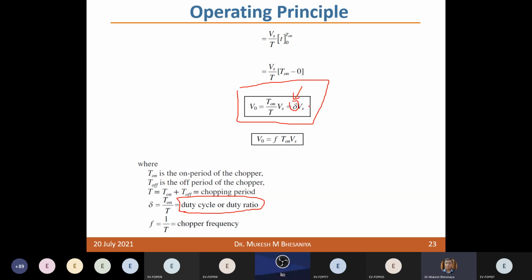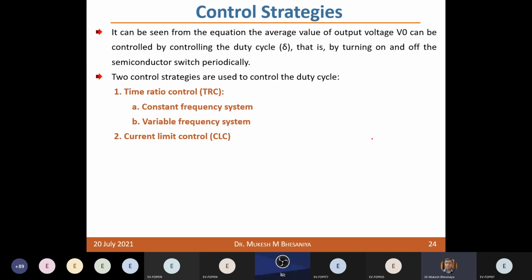If the duty ratio is 0, the switch is always off, and the output voltage will be 0. If the duty ratio is 1, the switch is always connected and your voltage is continuously applied. So by varying this duty ratio or duty cycle in the range of 0 to 1, you can vary this output voltage from 0 to Vs, right? And this is known as the chopping frequency or switching frequency.